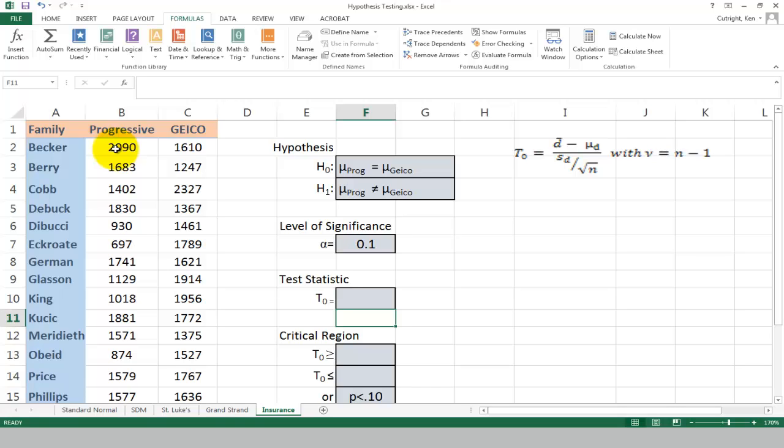If you want to know whether Progressive is cheaper than Geico or not, you need to compare the 2 prices against the same family under the same coverage. So that's a paired test. When you take a data point from each population against a single entity, again in this case a family. So this data is paired.